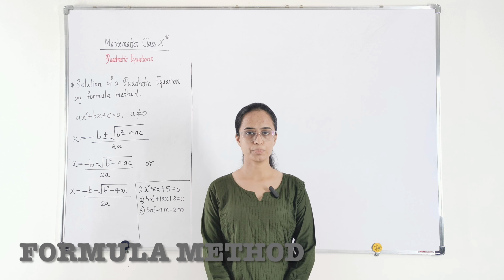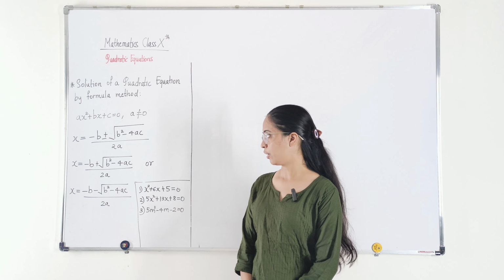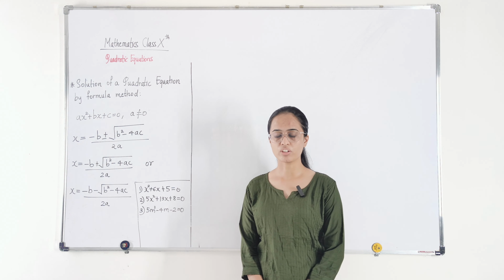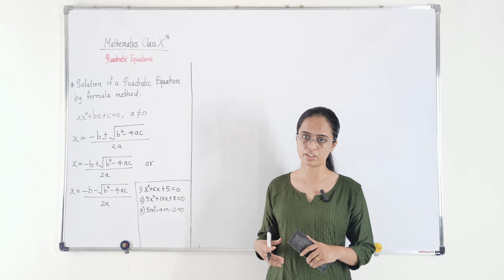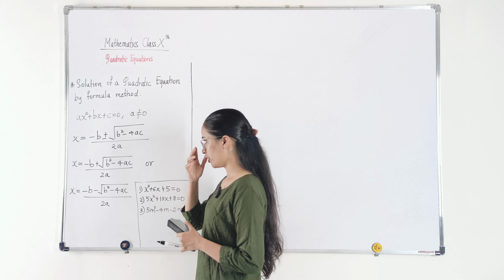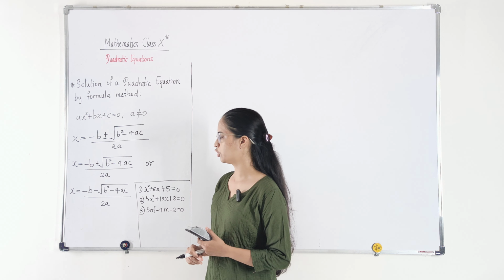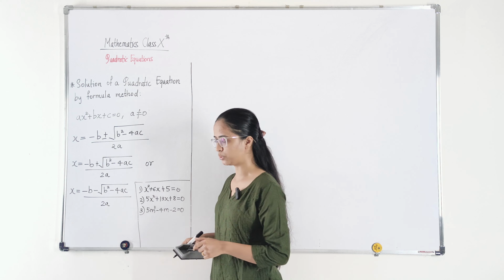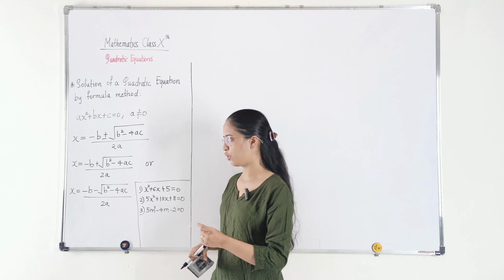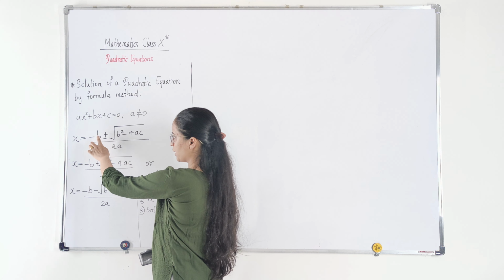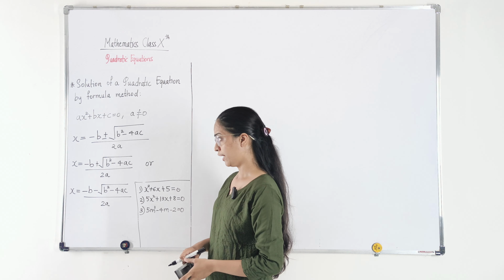In today's class, we would be seeing how to solve quadratic equations using the formula method. Now, why do we call this the formula method? Because here we are going to use a specific formula to calculate the roots of the given quadratic equation. Now, let's say we have a quadratic equation ax square plus bx plus c equals 0, where a is not equal to 0. Then the roots of this quadratic equation are given by the formula x equals minus b plus and minus under root of b square minus 4ac upon 2a.